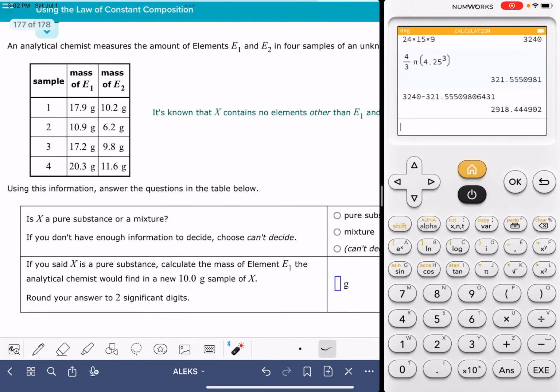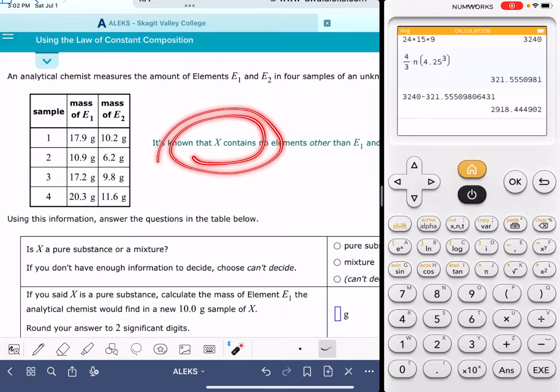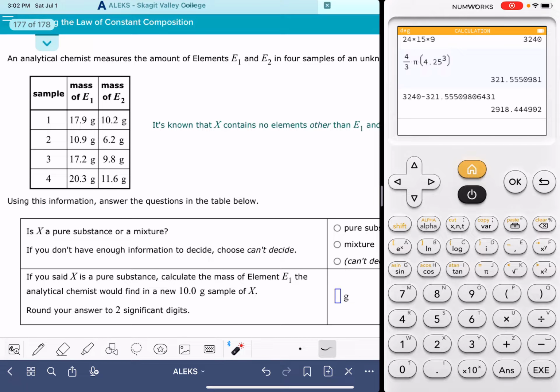In this video, I'll show you how to solve the ALEKS problem called using the law of constant composition. This problem is going to be talking about an unknown substance called X. We have 4 samples of this substance X. X is known to be made up of 2 elements, E1 and E2, and we're given the mass of each one of those elements in all 4 of these samples. The first question that we're being asked is to determine whether X is a pure substance or a mixture.